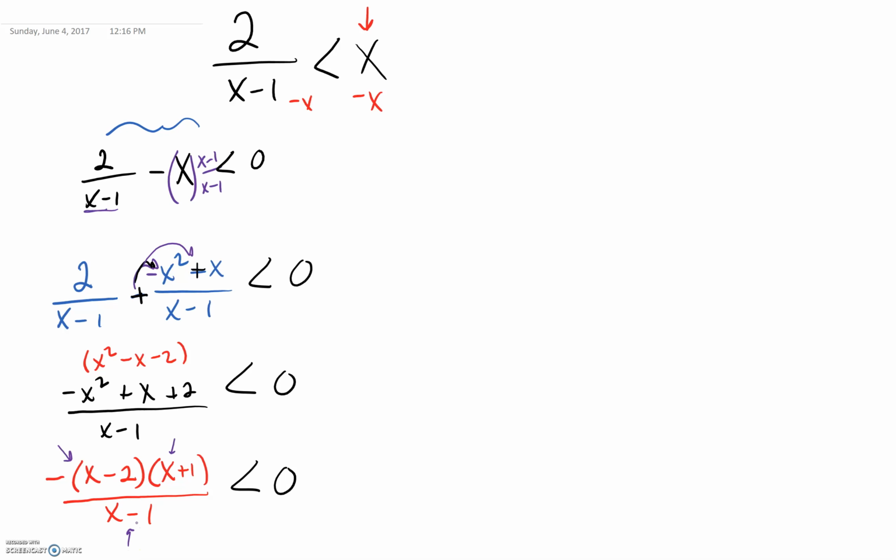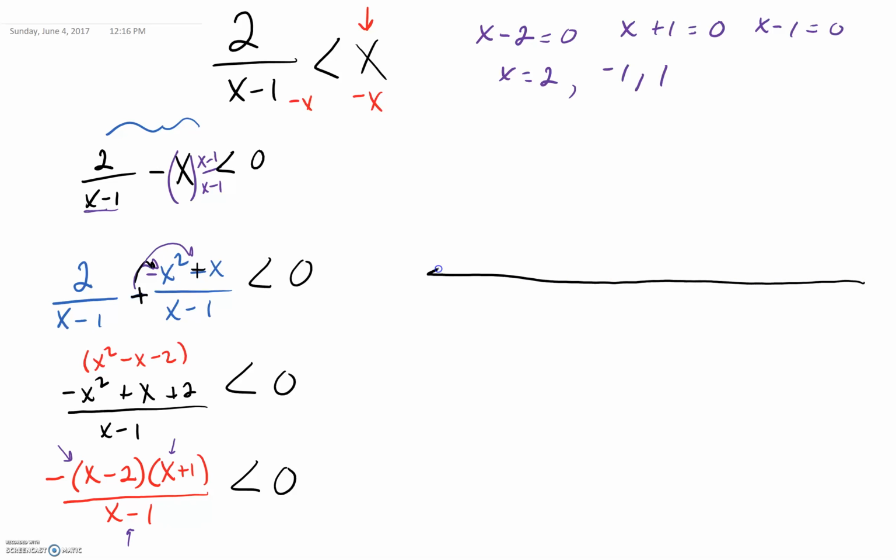All right, then what we do is we take each of these factors in our numerator and our denominator, and we set them all equal to 0. So x minus 2 is equal to 0, x plus 1 is equal to 0, and x minus 1 is equal to 0. And then we get x is equal to 2, negative 1, and 1. So what this does for us is it gives us, on our number line, which we will draw next, points we mark: negative 1, 1, and 2.